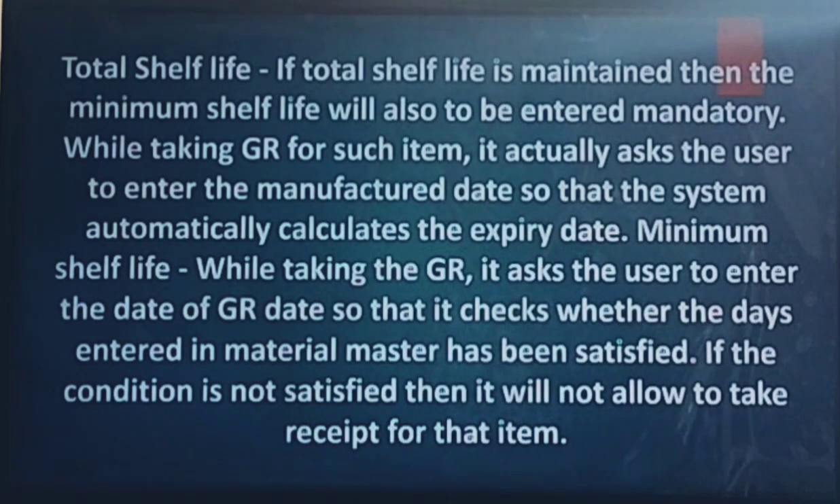So while entering the total shelf life, the minimum shelf life will also be entered as mandatory. While entering the total shelf life, you are going to give the date of manufacture, and while entering the minimum shelf life, you are entering the GR date. This should be fine. Moving on to the next question.